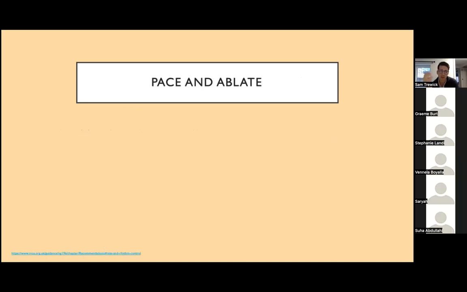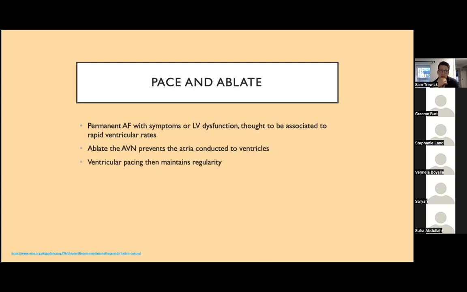Another option that is available as well, which is just a little bit of interest really, rather than something you need to know much about, is the pace and ablate strategy. If somebody's in permanent AF and they've got symptoms that are very bothersome, or they've got LV dysfunction that we think is related to the fact that the ventricle is beating too quickly because of the atrial fibrillation, you can ablate the AV node so that none of the depolarization can be passed from that fibrillating atria down into the ventricles. And then to maintain a cardiac output, we then pace the ventricles with a pacemaker. So you ablate and then insert a pacemaker.